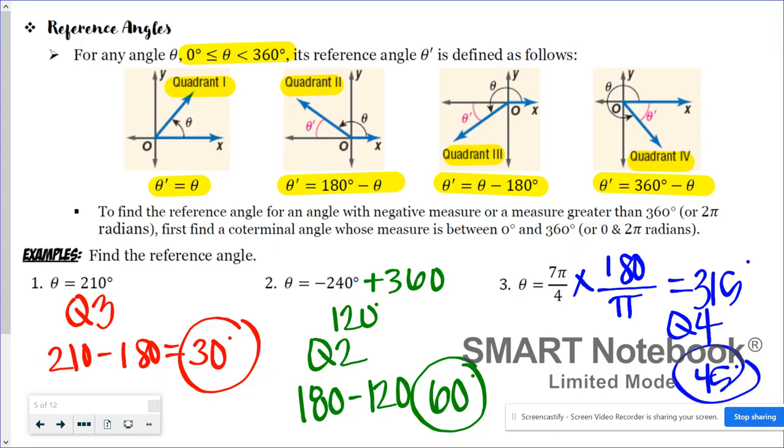So that's how you find reference angles. First, get your angle to be in between 0 and 360. Identify what quadrant it would lie in, and then use the appropriate rule.